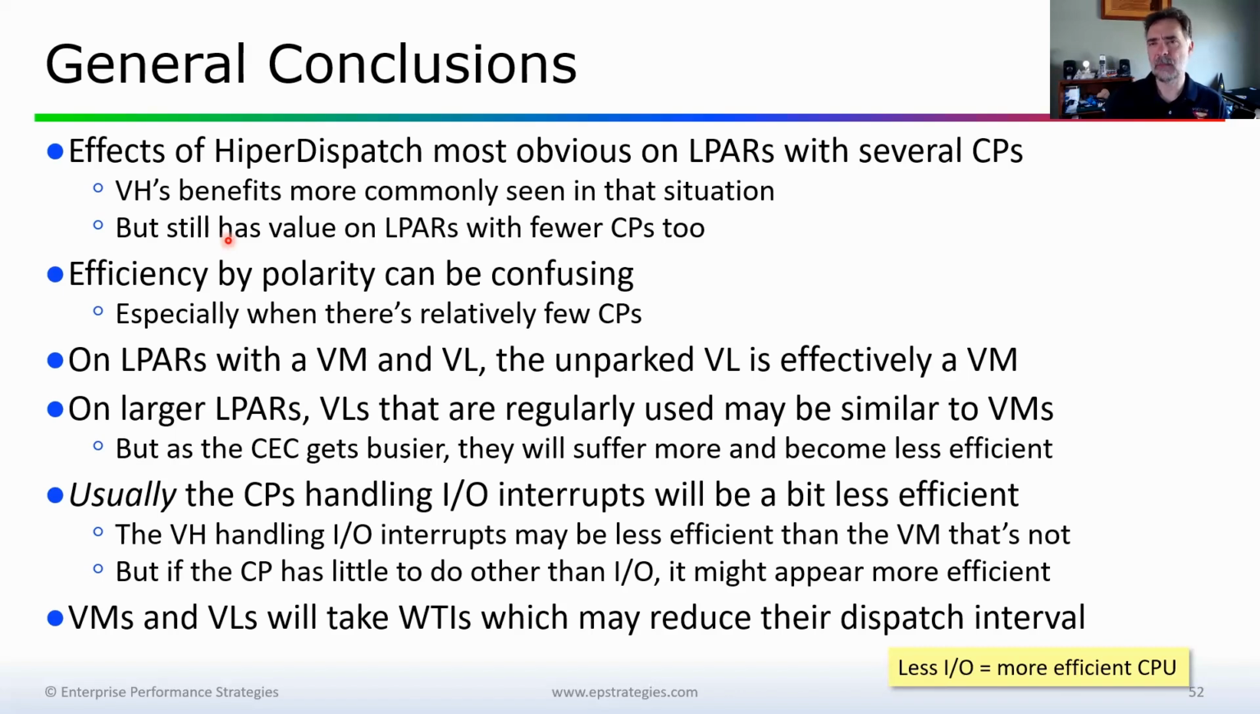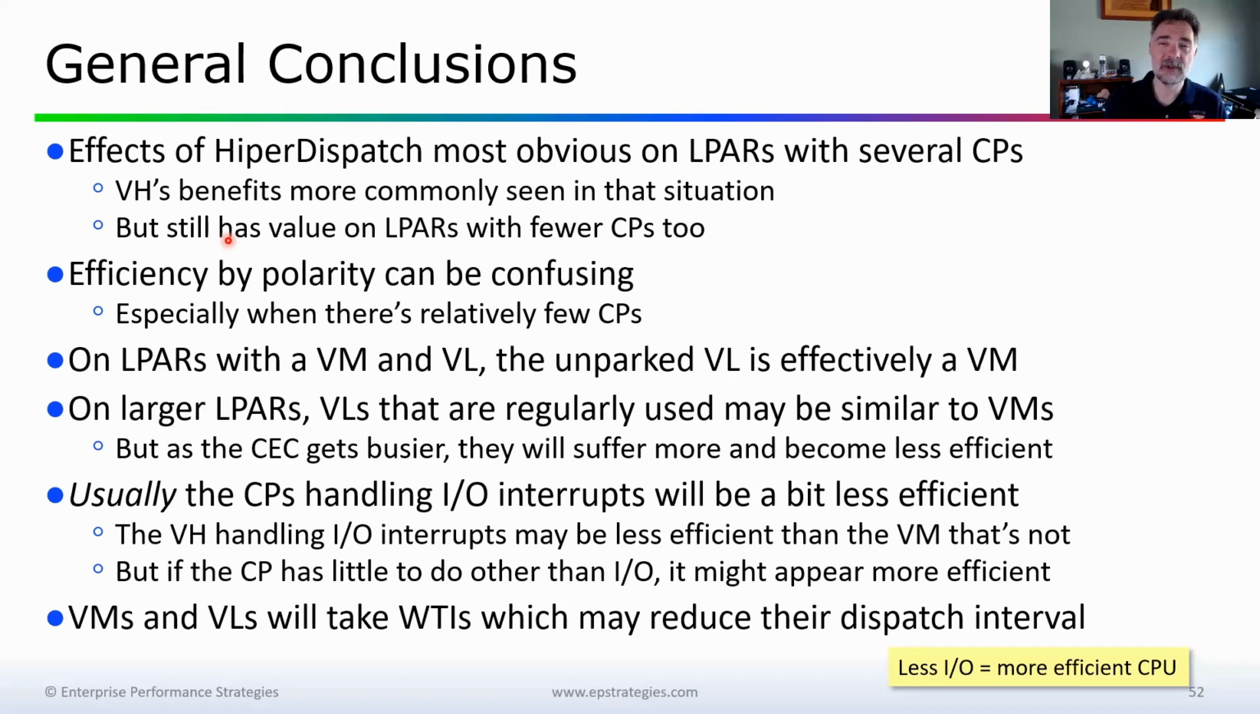On LPARs with a vertical medium and a vertical low, the unparked vertical low is effectively a vertical medium. So if it's unparked and used all the time, it runs more or less like a vertical medium. On the larger LPARs with vertical lows that are regularly used, they also may be similar to the vertical mediums, but as the LPAR gets busier, they will likely suffer more and become less efficient.